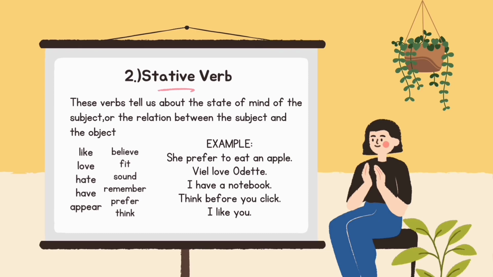Stative verb. This verb tells us about the state of mind of the subject or the relation between the subject and the object, like love, hate, have, appear, believe, fit, sound, remember, prefer. Example, she preferred to eat an apple. I love Odette. I have a notebook. Think before you click. I like you.